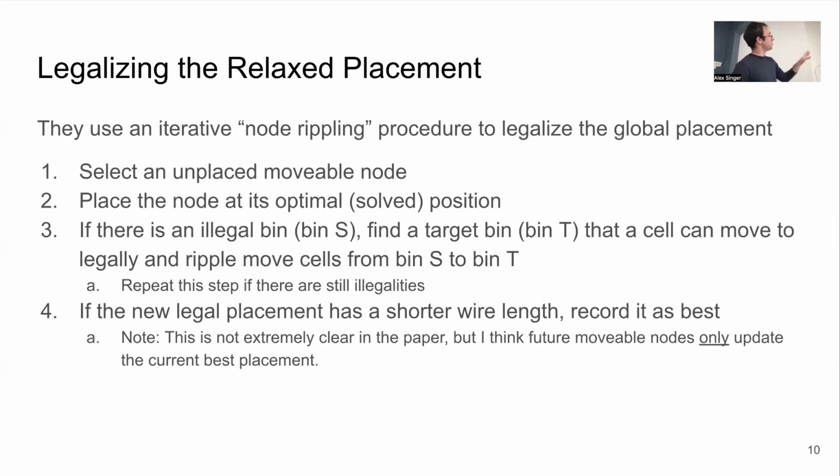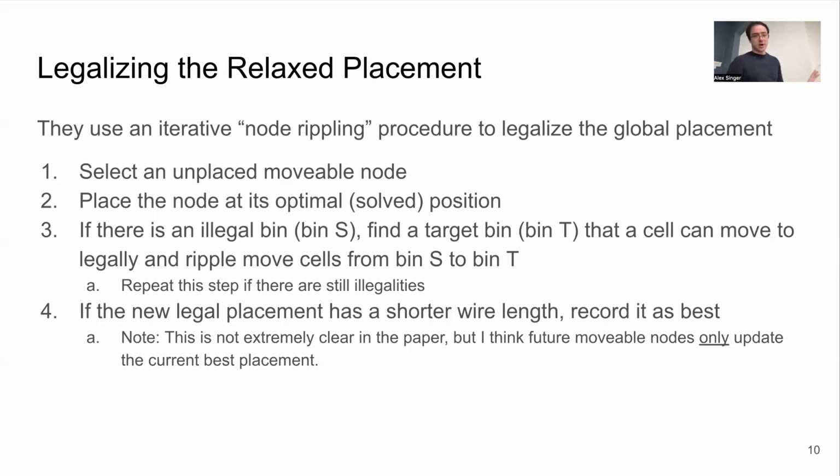I do want to make a little note here. It's not extremely clear in the paper, but I think in step two here, when we place the node at the optimal solution, we will always use the best recorded placement. I don't think they do any hill climbing here, so I just wanted to make that note. And then we'll repeat step one. We select the next unplaced node, and then the next unplaced node, and we keep going along that list for all movable nodes in M.